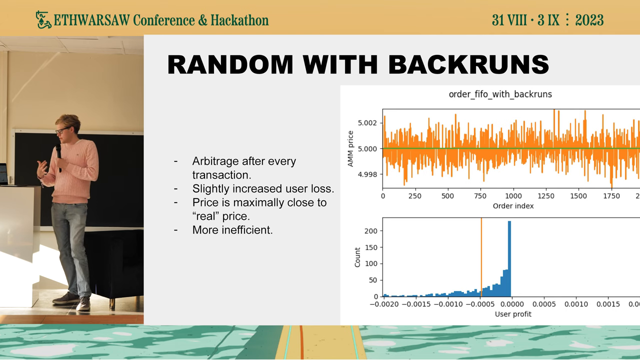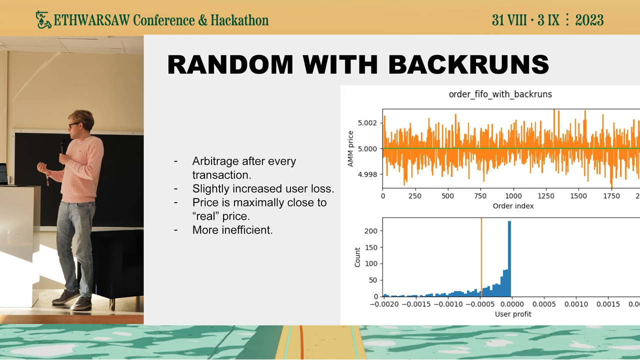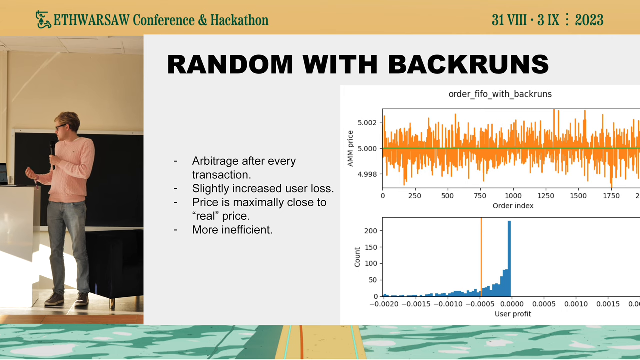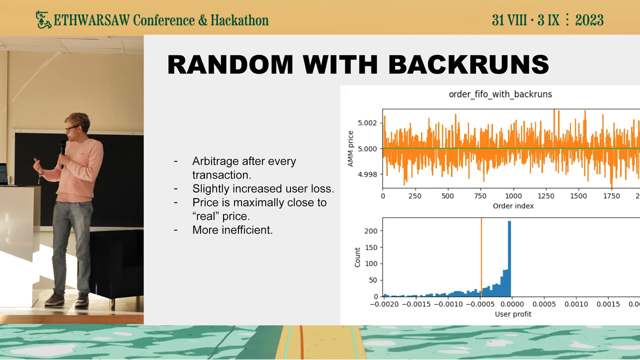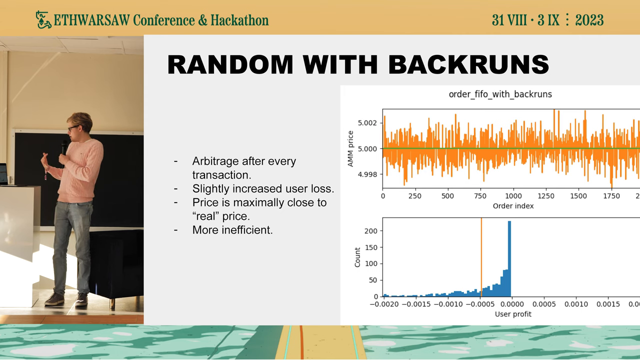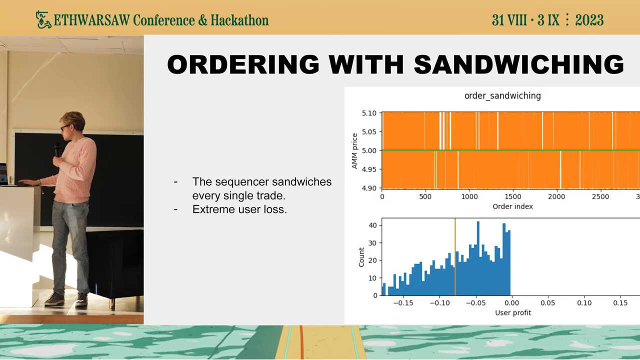This one is one step even more. The sequencer is trying to really maximize the back-running. So he's arbitraging after every block, but he's also reordering transactions to maximize his profit, which increases user losses a lot more again. And then the price is going to be always the same.